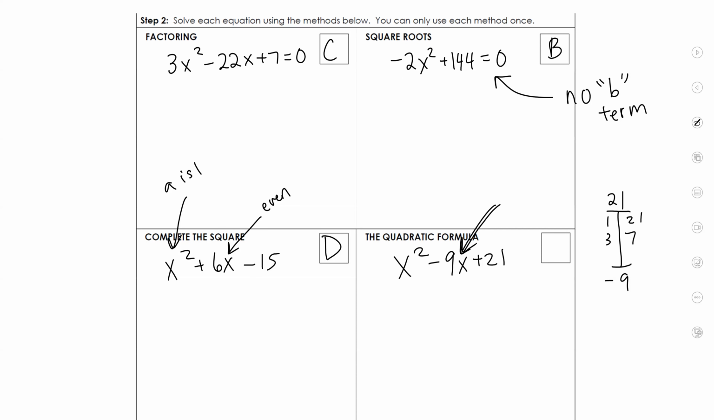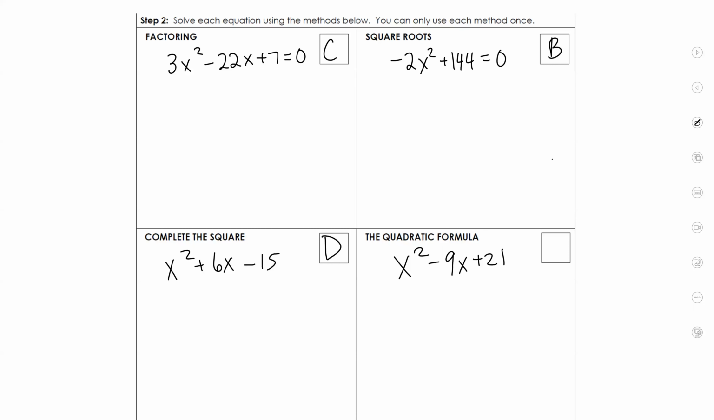I'm going to pause here and let you guys solve, and then we're going to come back. Okay, so the first one, we're going to factor. What I would do, I'm going to do 3 times 7, which is 21. So I need two numbers that multiply to 21, but combine to give me -22. Can y'all tell me them? -21 and -1. Yes, -21 times -1 is 21. If you combine it, you'll get -22. So my factors will be x minus 21, x minus 1.